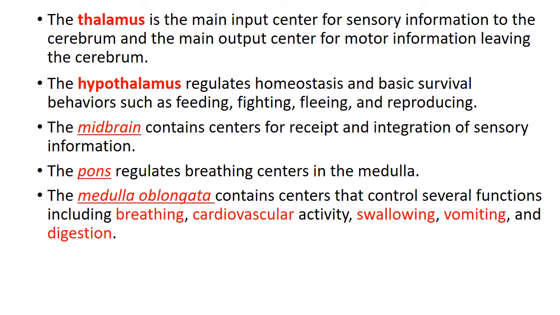The midbrain acts as a relay station. The meaning of a relay station is impulse exchange between the brain and spinal cord, and it also coordinates auditory and visual reflexes. The Latin meaning of the pons is bridge. It transfers information between the peripheral nervous system and the midbrain, and it also regulates respiration along with the medulla oblongata. The medulla oblongata contains centers which control several functions, including breathing, cardiovascular activity, swallowing, vomiting, and digestion.